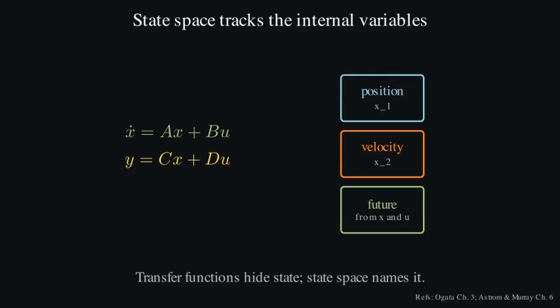State space names the internal variables directly. Instead of only asking for input and output, we write x dot equals A x plus B u and y equals C x plus D u.